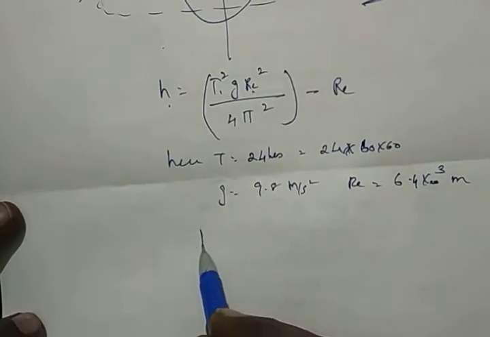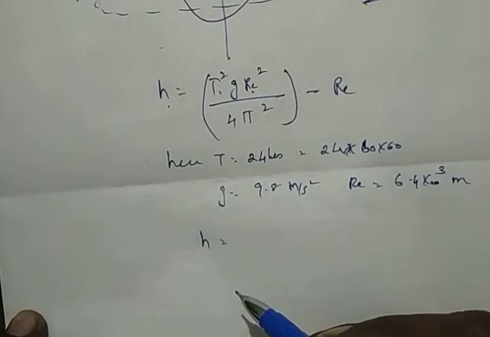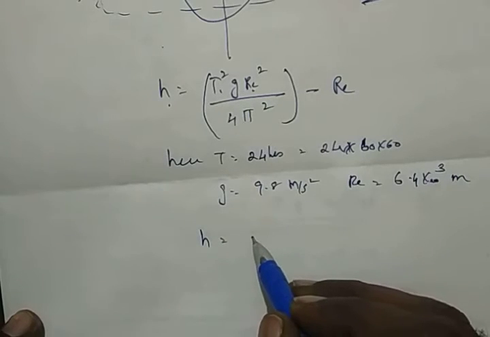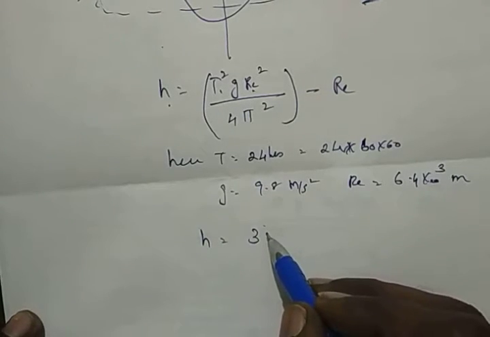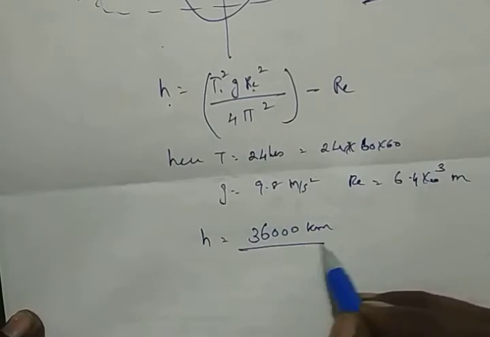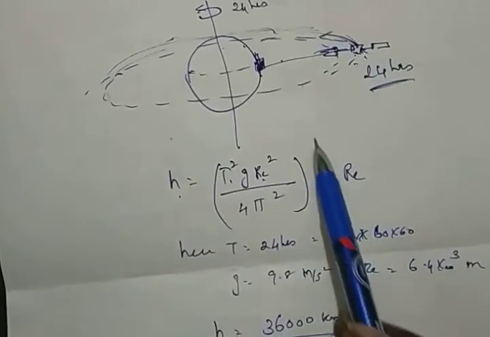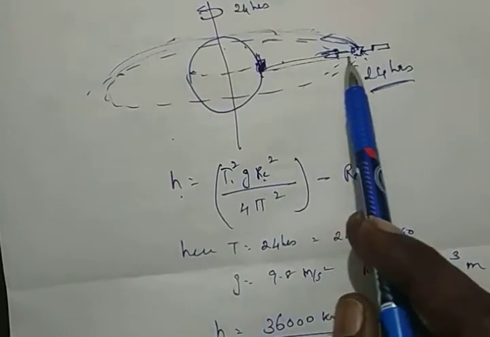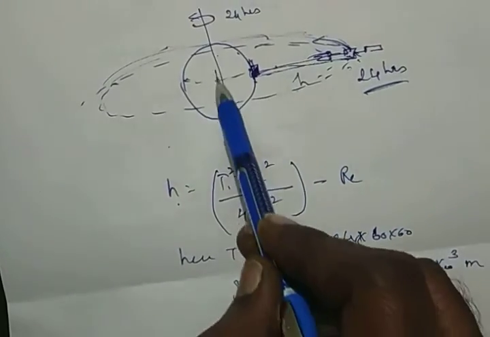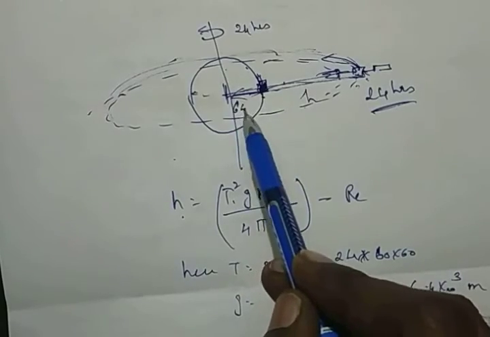Putting in these values, you will get the height as 36,000 kilometers. Look at this, it is such a great height. The radius of the Earth is only 6,400 kilometers.